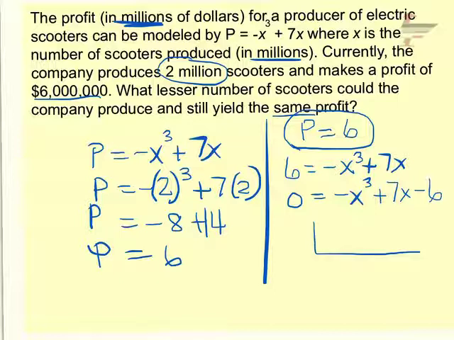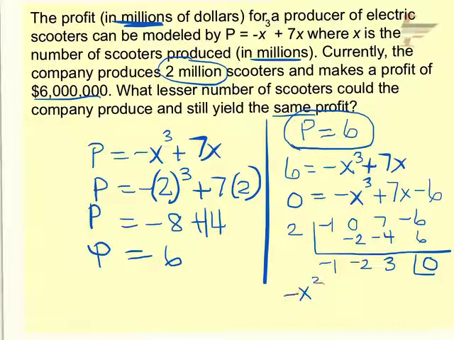So I'm going to do synthetic using the 2 million scooters, and the coefficients are negative 1x cubed. I have no x squared. Be careful. I have a 7x and I have a negative 6 constant. So if I do synthetic, and of course I know I should be getting a 0 remainder when I do this, and sure enough I do. Now I went from a cubic function down to a quadratic. So this is negative x squared minus 2x plus 3.